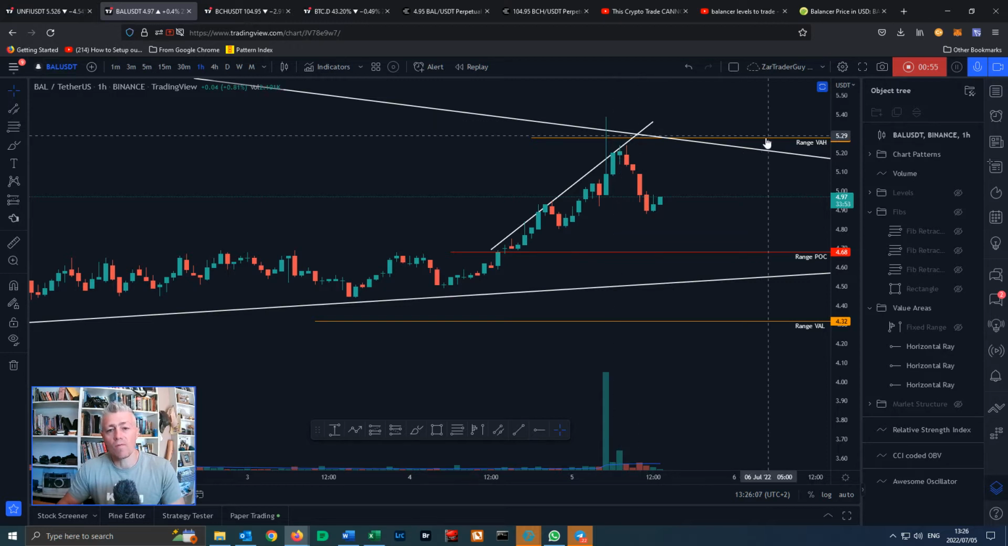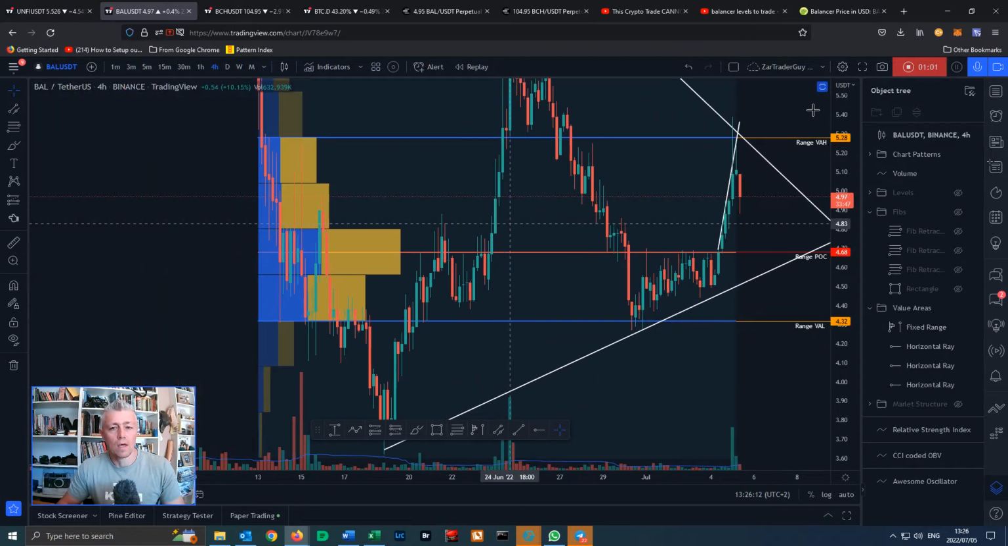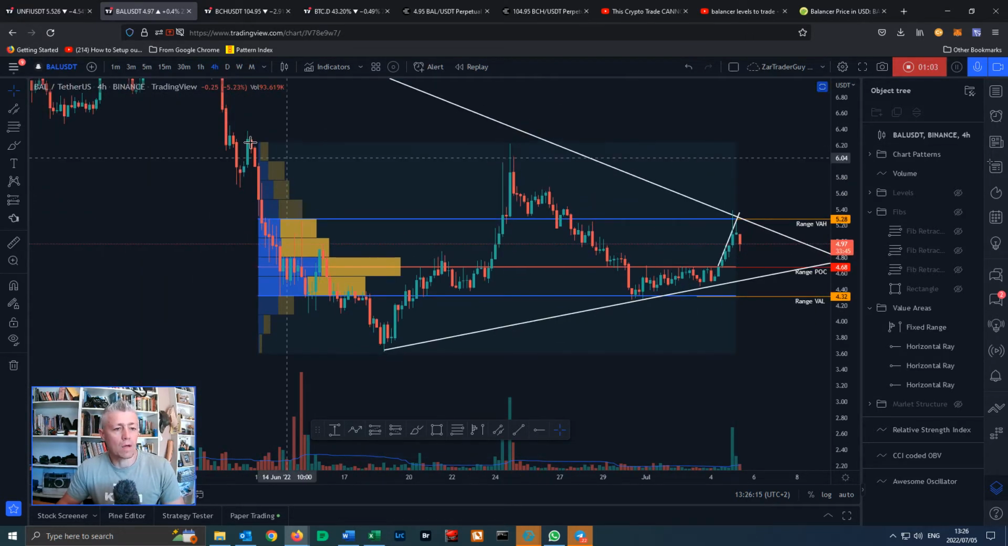And as you can see, we've got a range value area high. If I put in my fixed range, you can see exactly. As we came down into this $6.27 range, I pulled my fixed range from there: value area high at $5.29, point of control $4.69, and our value area low at $4.32.